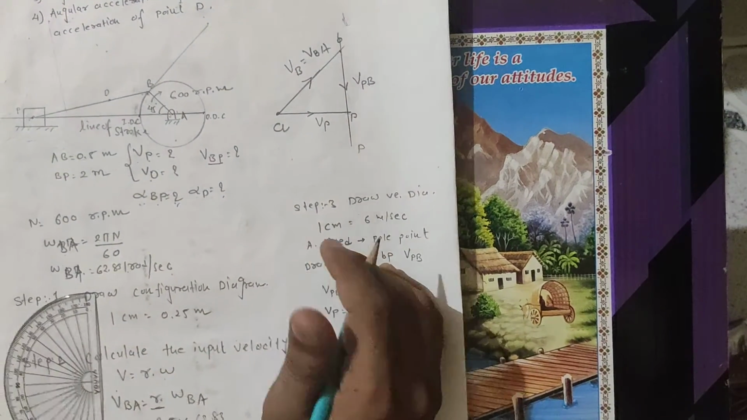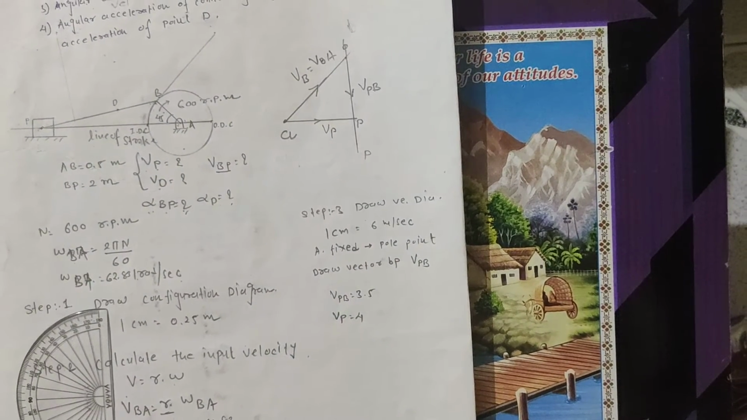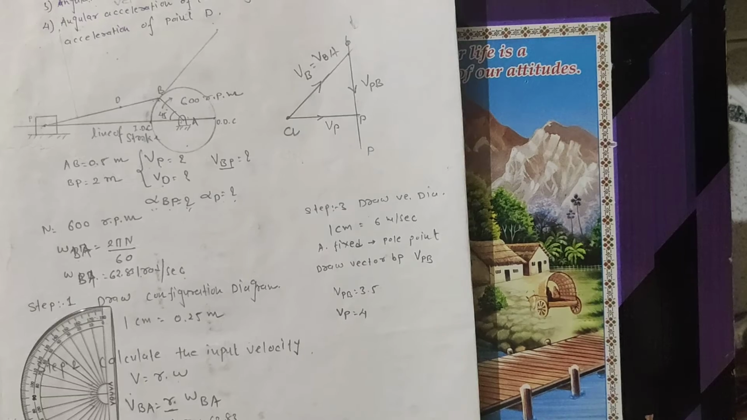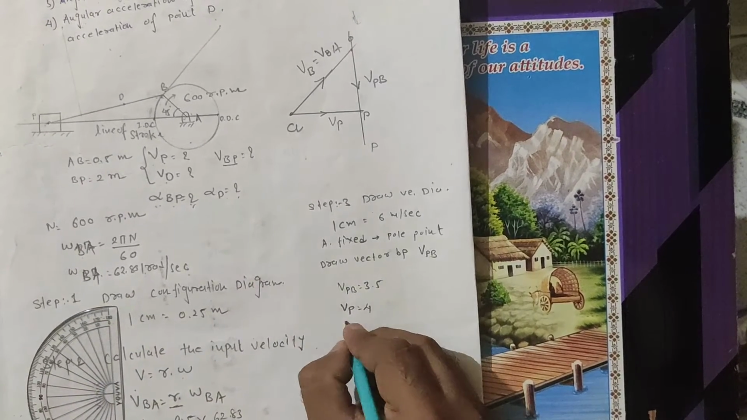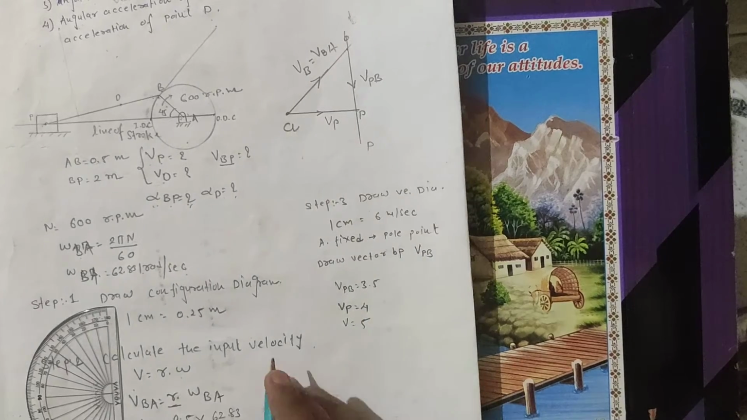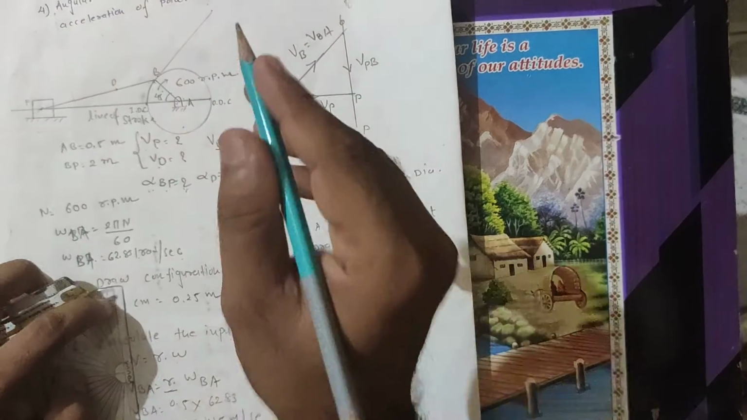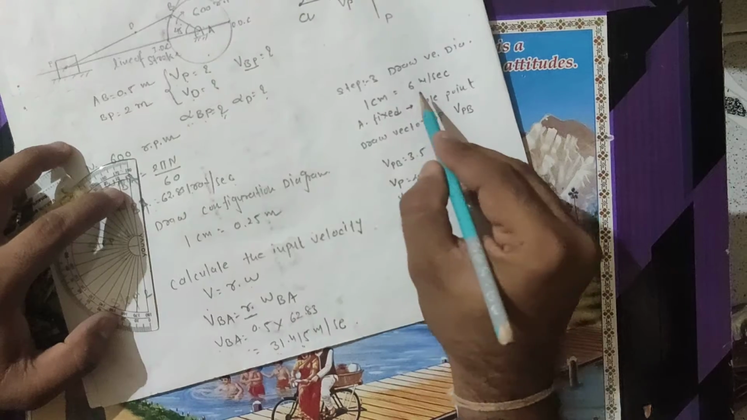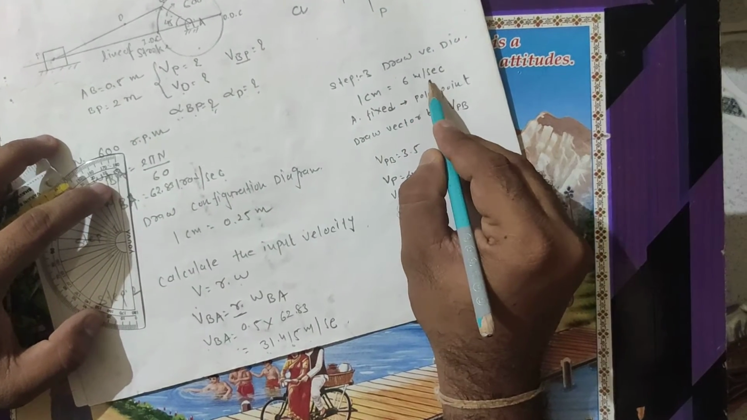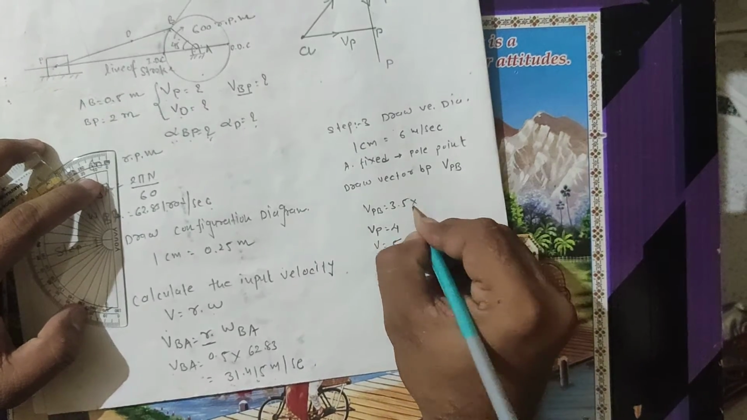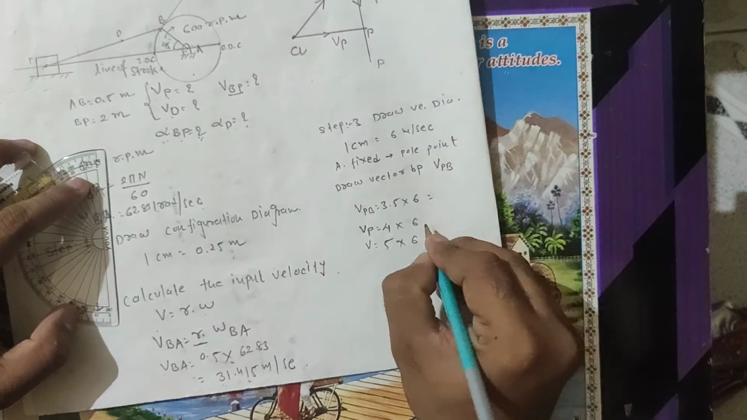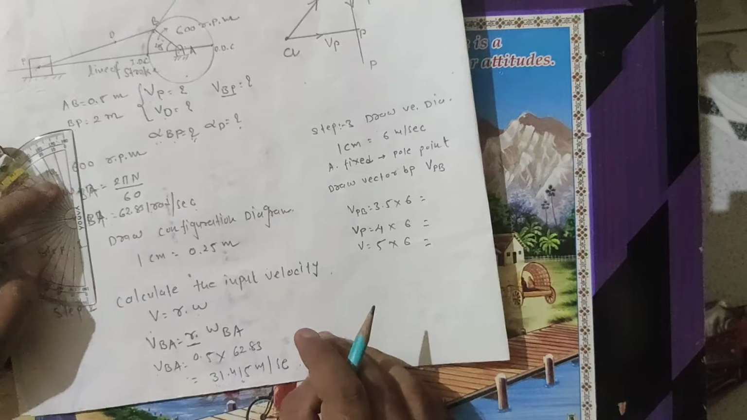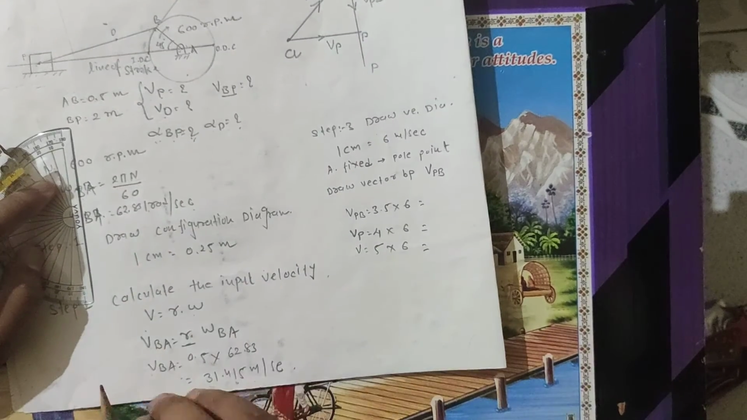Okay, so these are the points that we have to measure with the help of the diagram, VB approximately 5. So all of these are multiplied with this factor that we have to consider: 1 centimeter is equal to 6.6 meter per second. So it is multiplied by 6 each time, whatever that is our velocity. From this also we have to find out the angular velocity.